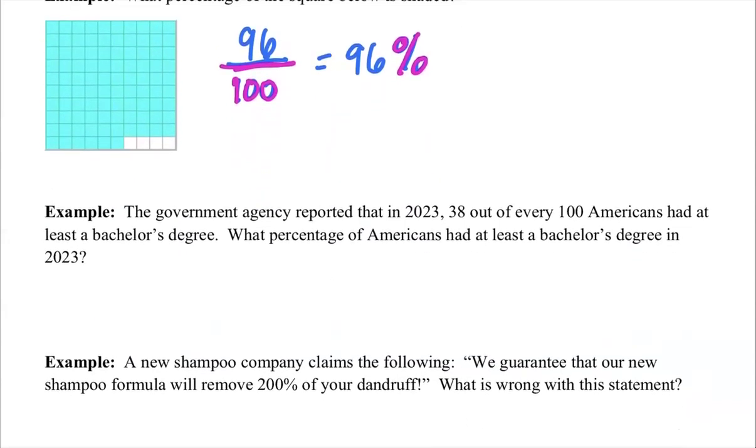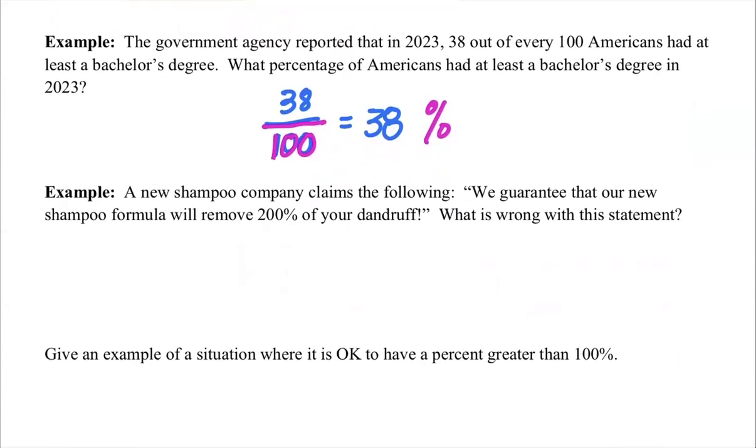The government agency reported that in 2023, 38 out of every 100 Americans had at least a bachelor's degree. What percent of Americans had at least a bachelor's degree in 2023? So 38 out of every 100 had the bachelor's degree. Because this denominator is 100, we can go straight to a percentage. So this would be 38%.